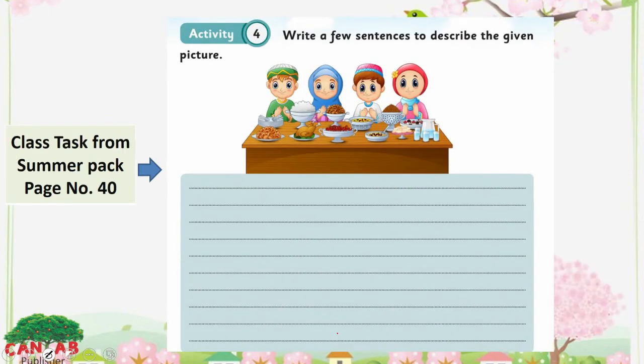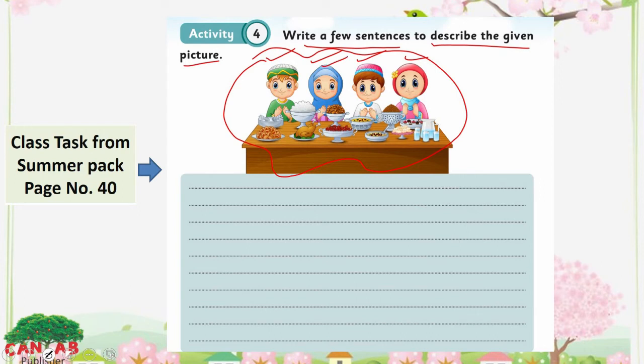This is your class task from Summer Pack, page number 40. Let's do it. It's a fun activity. Write a few sentences to describe the given picture. So we have a picture. And there are 4 persons, a girl, 2 boys, and the girl here again. And you can see here the dishes, yes, delicious dishes. So you have to describe it in adjectives, color, size, quality. Can you describe it? Let's do it with me.